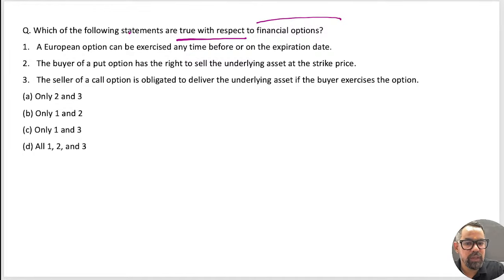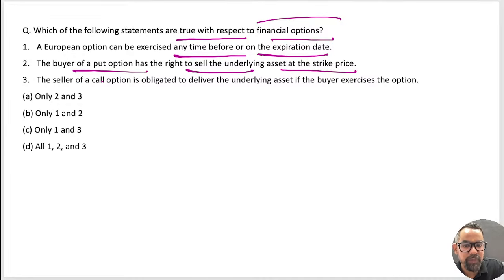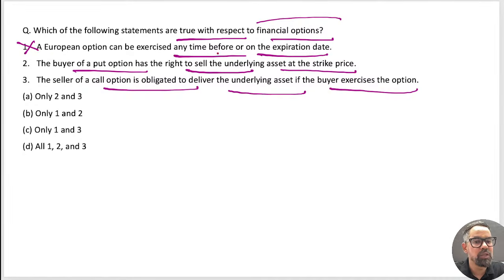Which of the following statements are true with respect to financial options? What will be your correct answer, guys? A European option can be exercised any time before the expiration date. The buyer of a put option has the right to sell the underlying asset at its strike price. The seller of a call option is obligated to deliver the underlying asset if the buyer exercises the option. The first statement is wrong. Why is it wrong? This is true about American options. In the case of American options, these things happen. European options can be exercised only on the expiry date.